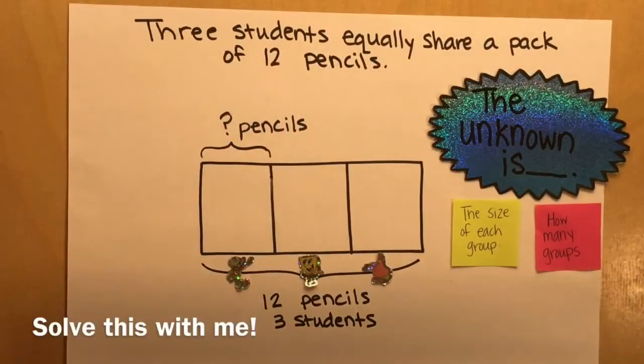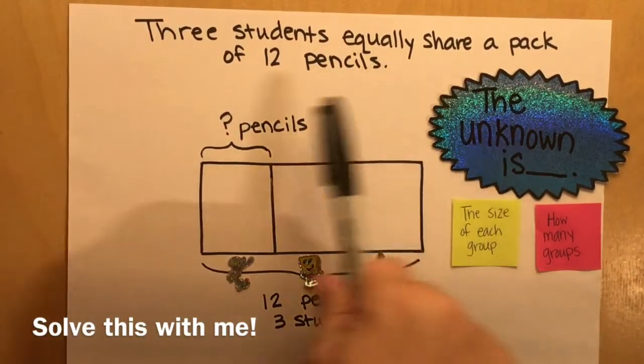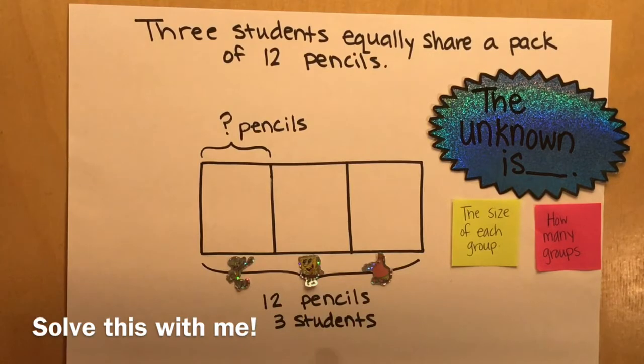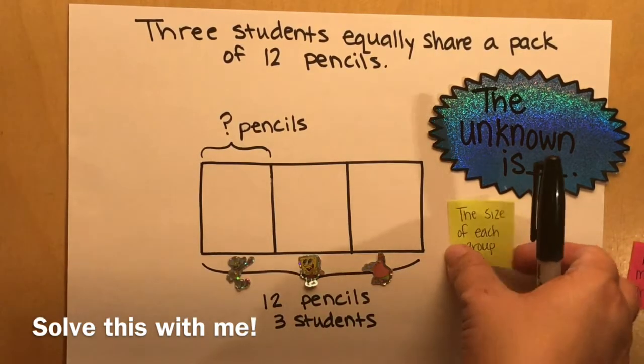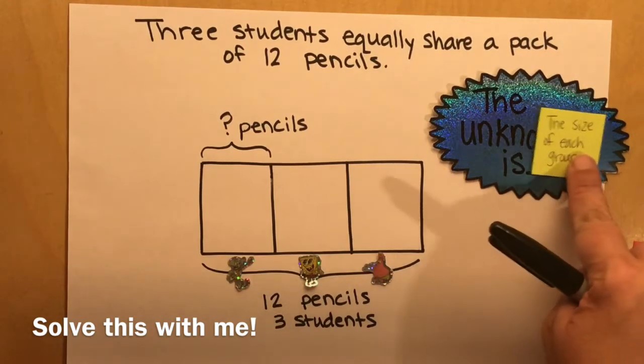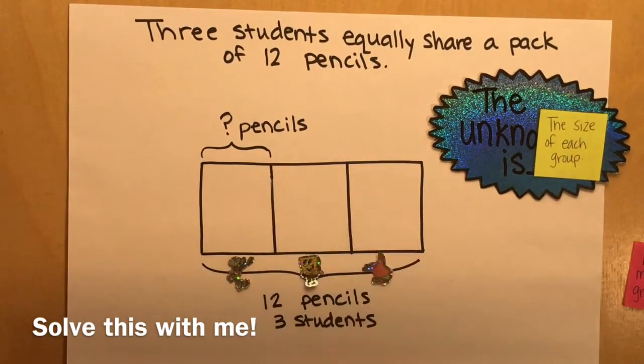Our first problem today is 3 students equally share a pack of 12 pencils. I want to think about the information that I do know. I know that there's 3 students, I know that there's 12 pencils, and my unknown is I don't know how many pencils each student is going to get. I know how many groups there are, so my unknown is the size of each group. How many is going to be in each group?